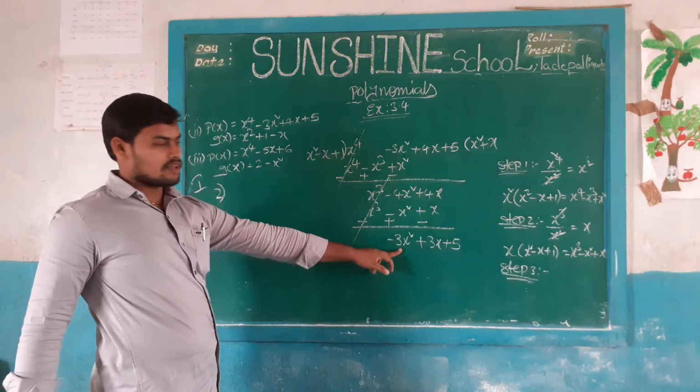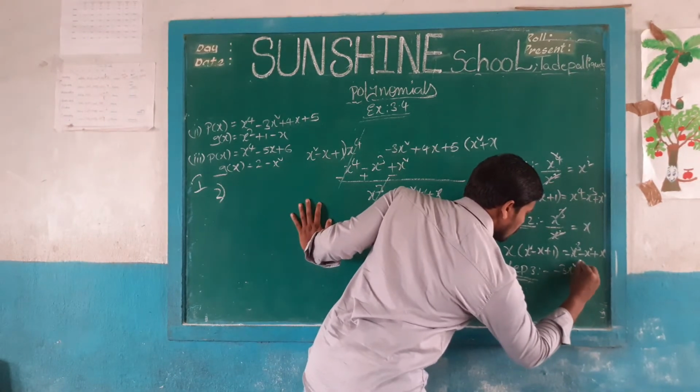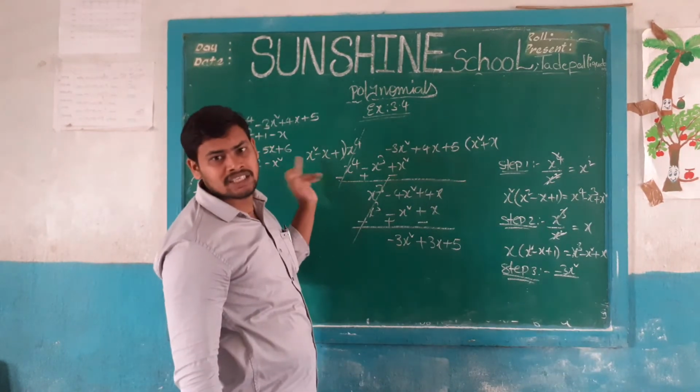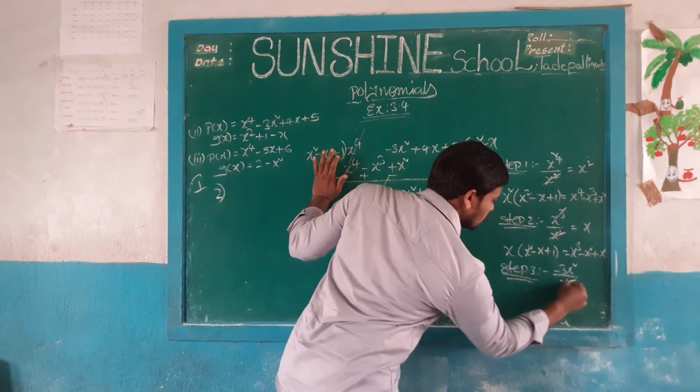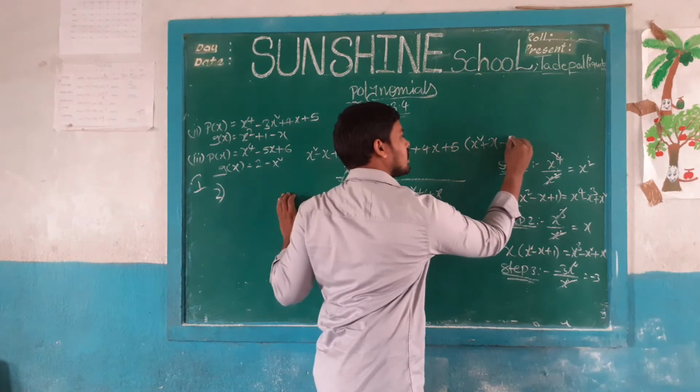So here, what is the first value here? Minus 3x square. And what is the first value in g of x? x square. x square cancels, the result is minus 3. Write down the minus 3 here.